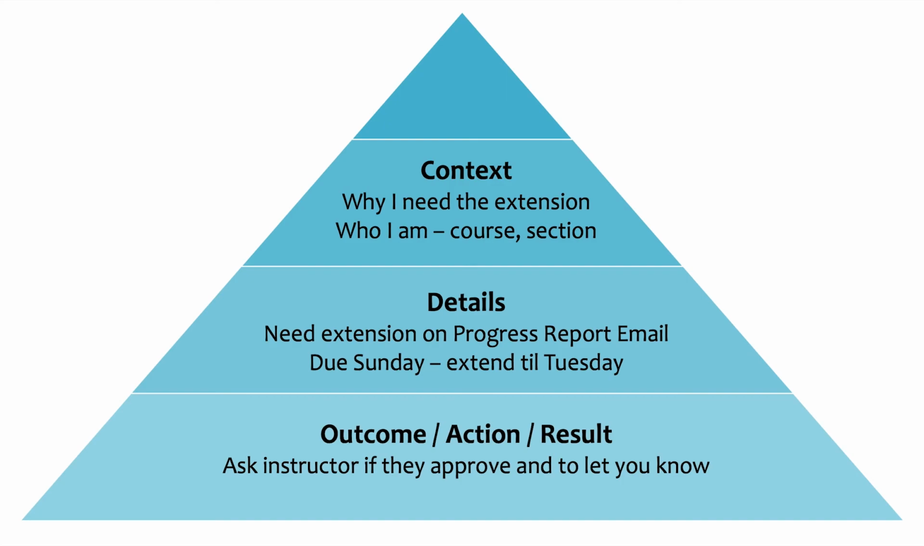Now that we have the main body of our message mapped out, we can do our overview or our summary. Key details in this case: 2-day extension on the progress report email. That's going to be our overview, and that's how we're going to start our communication. Now that our pyramid is filled in, let's take a look at what this request might actually look like.